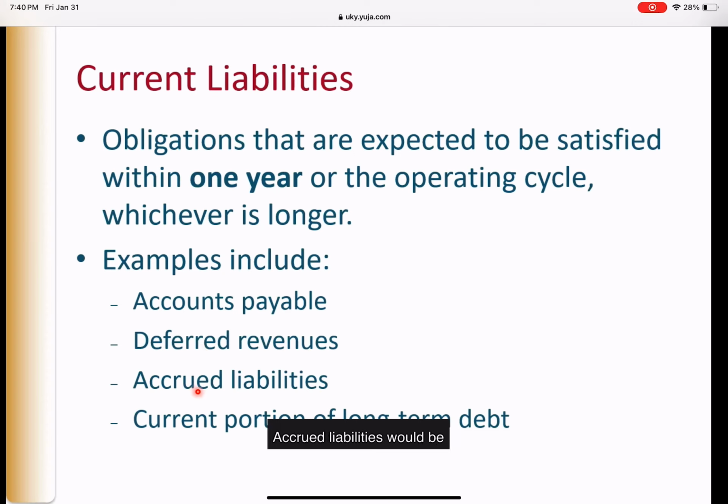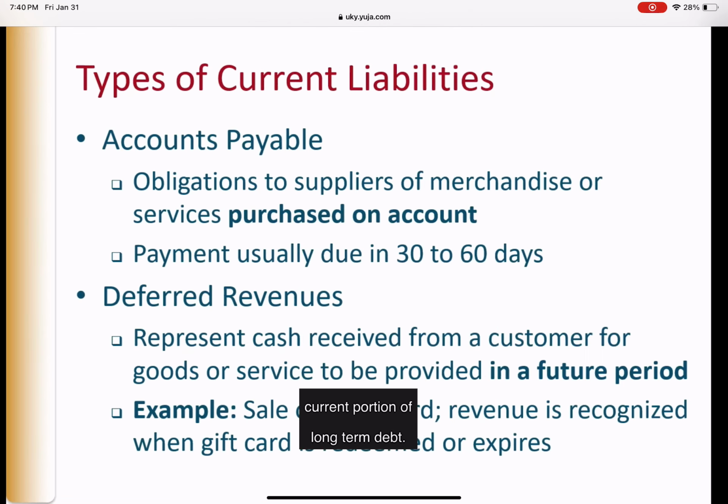Accrued liabilities would be things like unpaid utilities, unpaid wages, unpaid interest, unpaid taxes, and yes, you'd also have the current portion of long-term debt, which is something new for us. So watch out on this particular one. There were basically three types of liabilities we didn't talk about before. The deferred revenues, being that customers paid you in advance and you have yet to earn the money. Accrued liabilities, and the current portion of long-term debt.